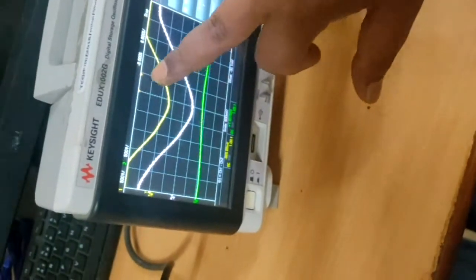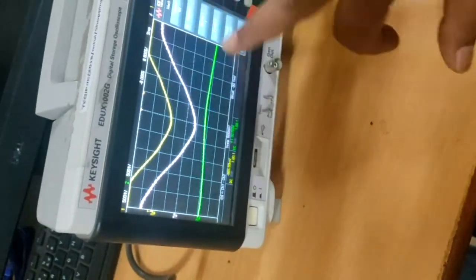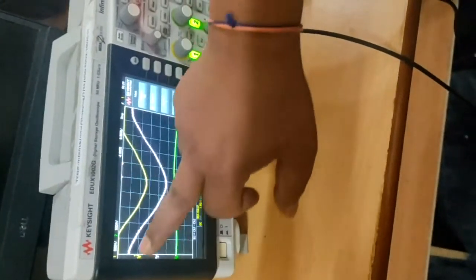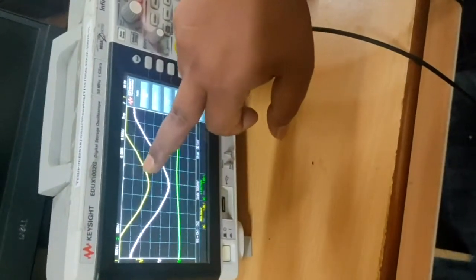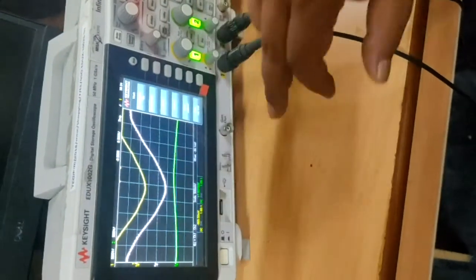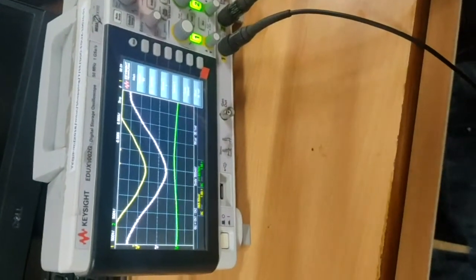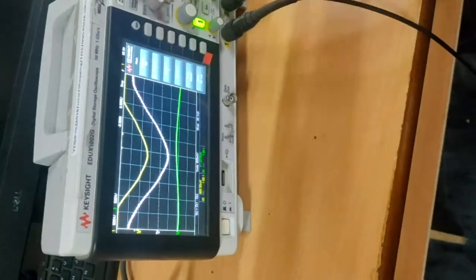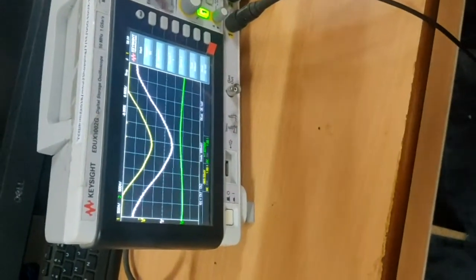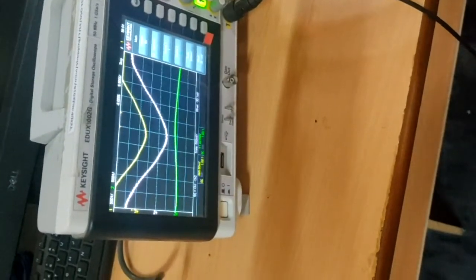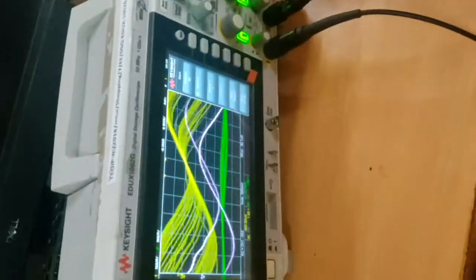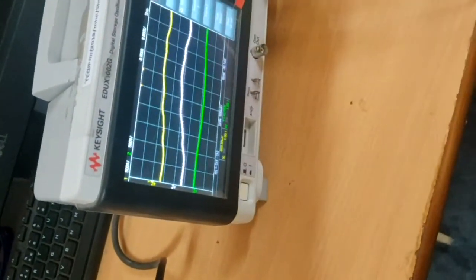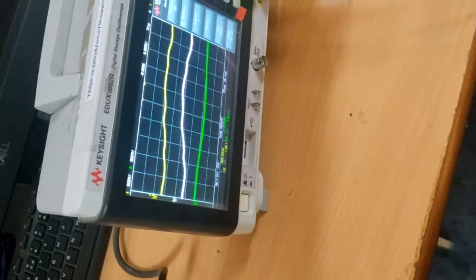This is channel 1 and this is channel 2. Since the operation is in subtraction mode, this line is the difference between the yellow line and the green line. So for balancing the bridge, we have to make this central line a straight line, or as close to a straight line as possible. So we'll adjust this knob and make it a straight line. This is almost a straight line. Now we can say that the bridge is balanced.